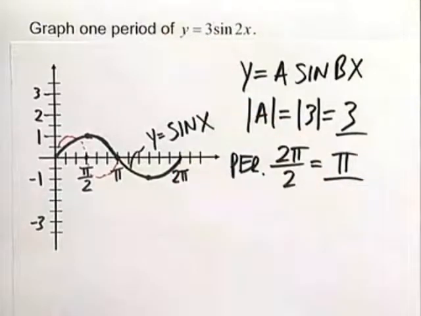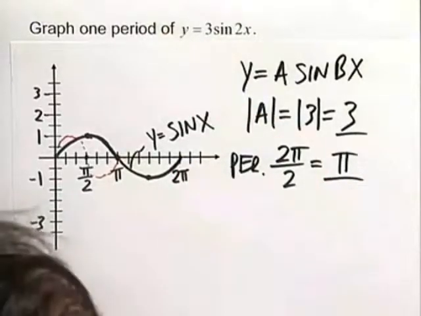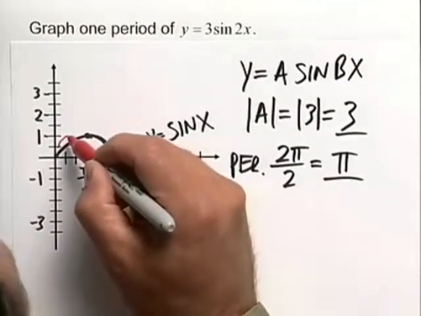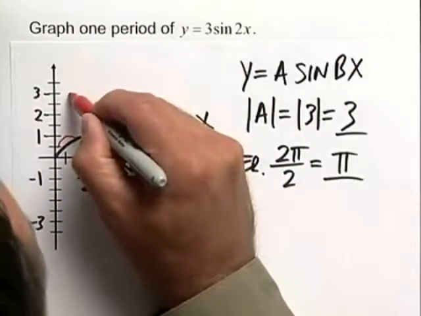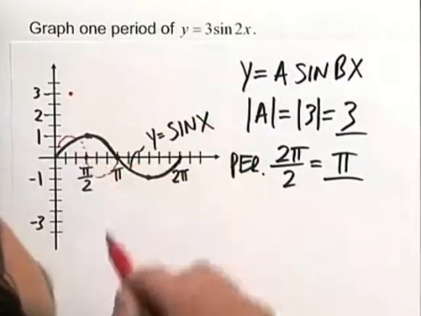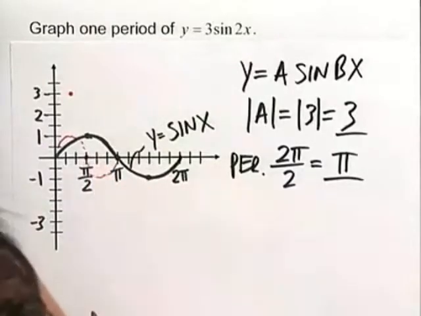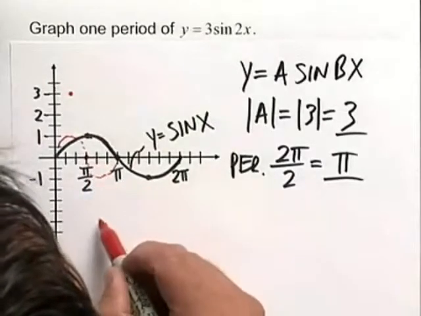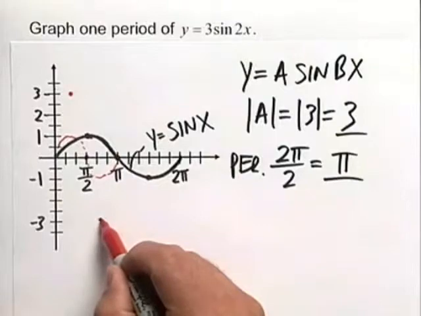Now the 3 out in front is a vertical stretch, now by a factor of 3. So this point here will be stretched up to 3. Anything on the x-axis stays nailed down. This point at -1 will now be transformed down to a -3.